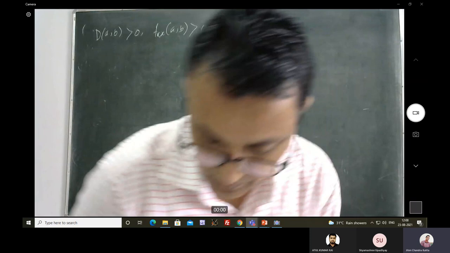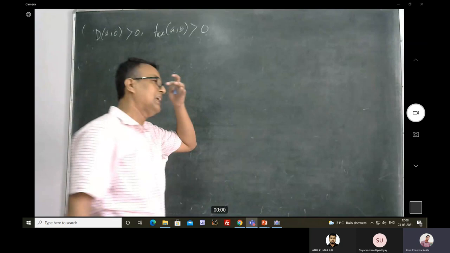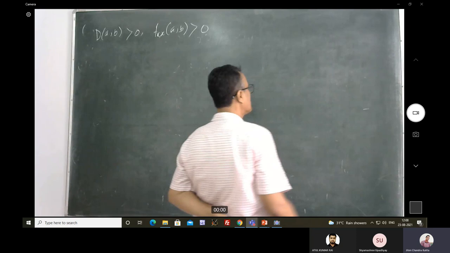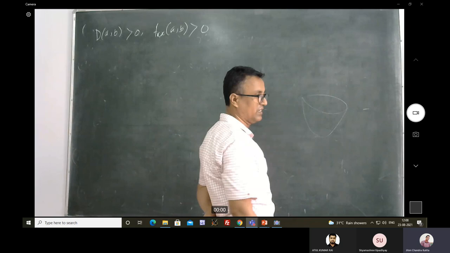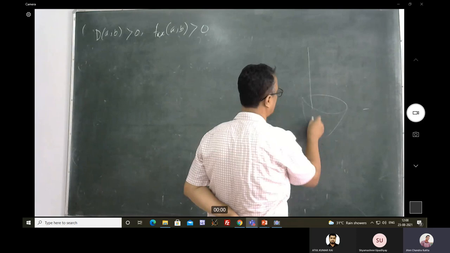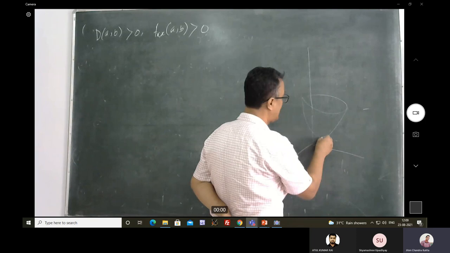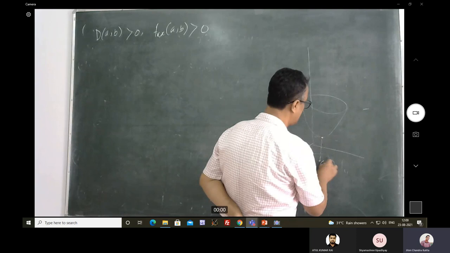Okay, let me tell you what I am actually going to do, because I am going to discuss the existence of a local minimum. So you know that it is going to be something like this. Okay. So what I am going to do here, I say suppose this is the point (a, b), and here a local minimum exists.